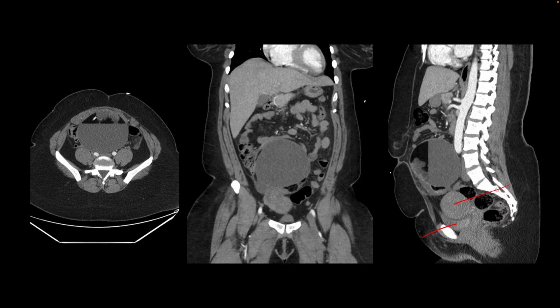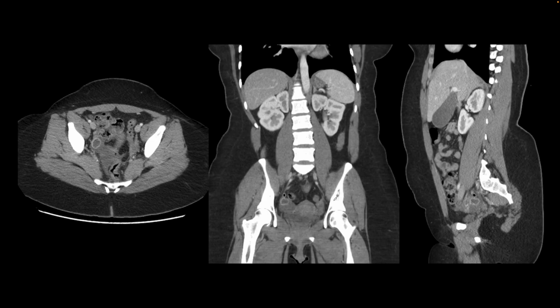It may seem like there is an air fluid level, but there is layering fat in this mass. And so this mass is a fat-containing tumor arising in the female pelvis. That would be a benign cystic teratoma or a dermoid cyst. Always look for macroscopic fat, and it could be layering like this. And when you see fat in a pelvic tumor, it is most likely to be a mature cystic teratoma or a dermoid cyst.